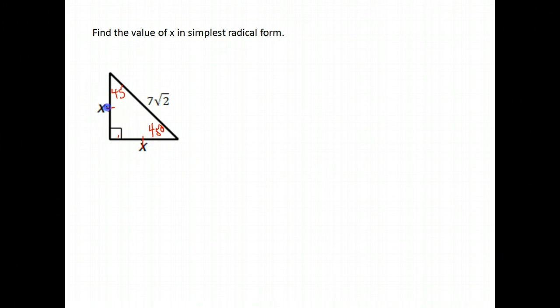I am trying to find x, which is the length of each of my legs. I know the hypotenuse, so I would look in my notes and say, okay, for a 45, 45, 90, how do I find the leg? And you would notice that in your notes, the leg is equal to the hypotenuse divided by the square root of 2.